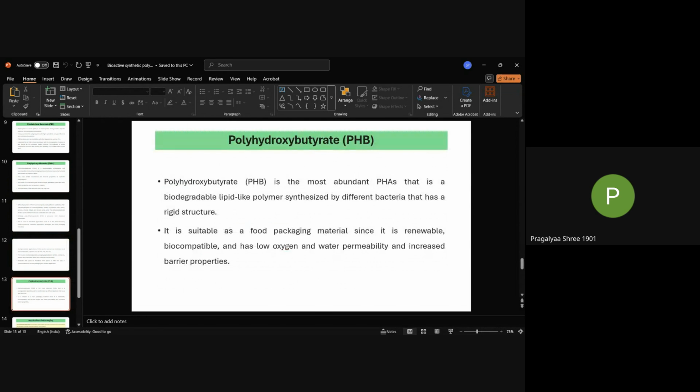The another category of this is called PHB, polyhydroxybutyrate, which is also made from the bacterial fermentation process. It is suitable for food packaging material since it is renewable, biocompatible, and has low oxygen and water vapor permeability and increased barrier property. This can be used very often, and this is renewable also because we obtain this from the bacterial fermentation process.